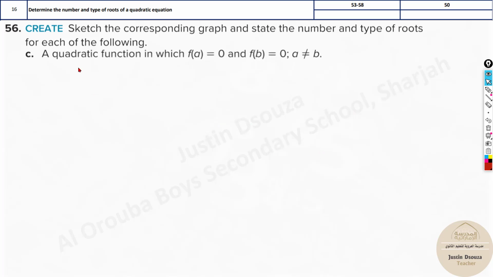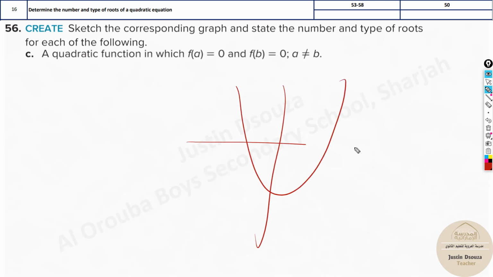That's it. Now, a quadratic function in which f of a is equal to 0 and f of b is equal to 0 and a is not equal to b. It depends what you substitute, but these two values are different, and when you substitute both, they are equal to 0. In such a case, you are getting a solution over here. Now, what it means is, let me just draw the graph. This is the graph. For a, I'll take it to be minus 3. At minus 3, you are having the solution. Let me take b as 4. At b, you are having a solution.